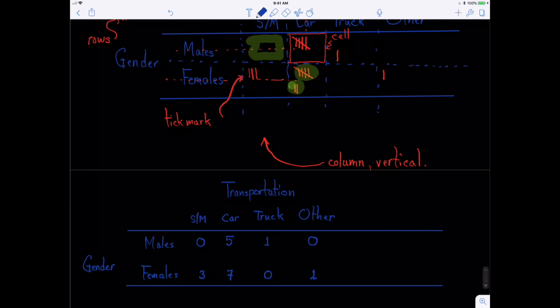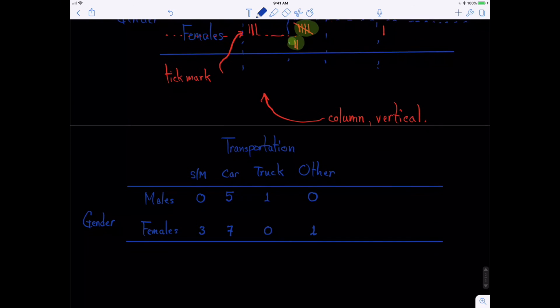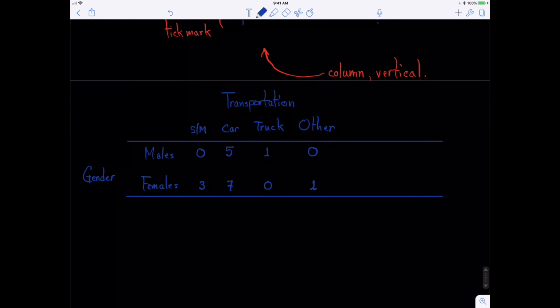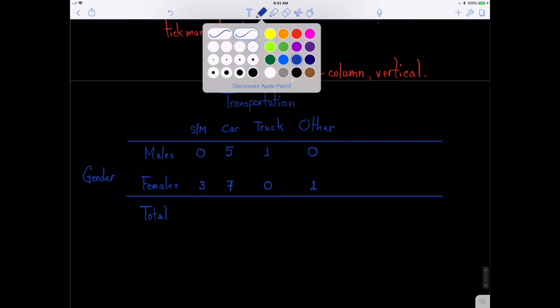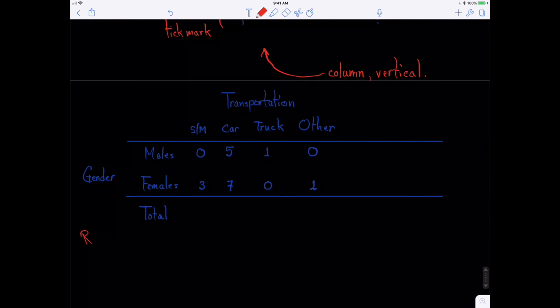So at this point, you've made a complete table. But there's one more thing that you can do, and we're going to do that now. Oftentimes in a table, the final column and the final row will be totals. So let's write this, total. So I'll have a row total. This is the row total. And over here, we're going to have a column total. So a total of columns. And then we'll make our total here.